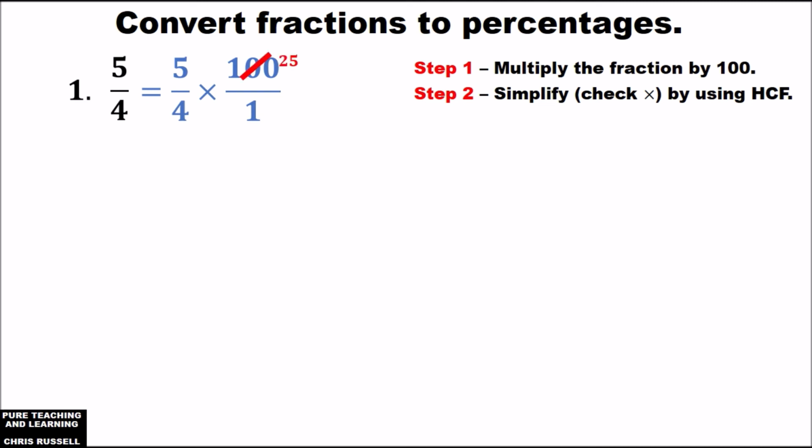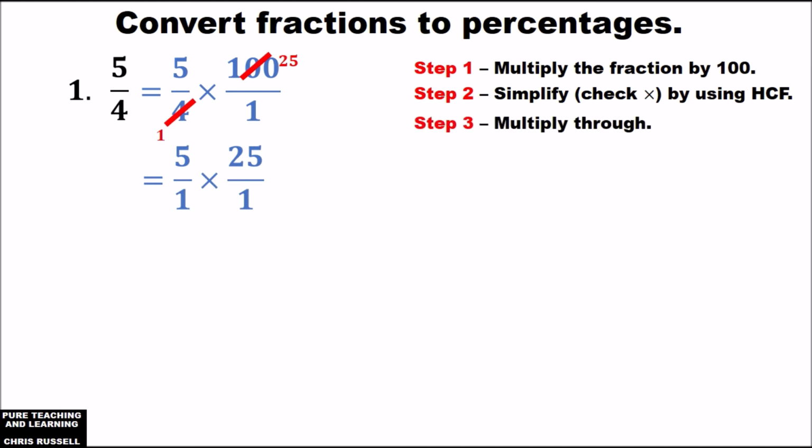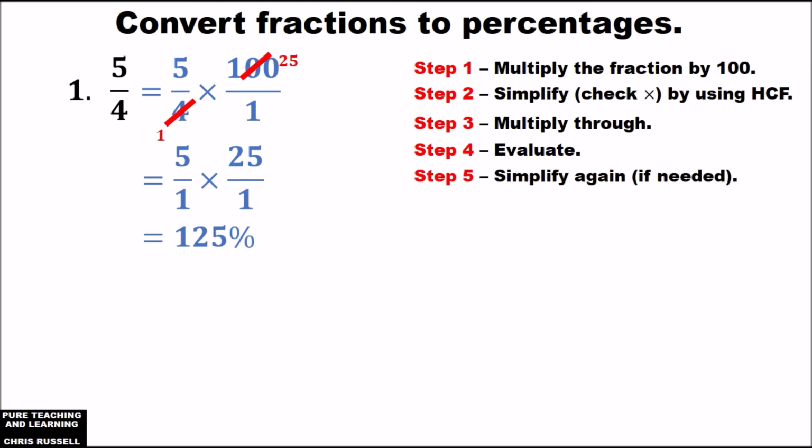So in this case, we're going to simplify the diagonals of 4 and 100. How many 4s go into 100? We have 25. How many 4s go into 4? 1. Then we can multiply through and then evaluate at the end. So therefore we have 125%. And you only simplify if needed.